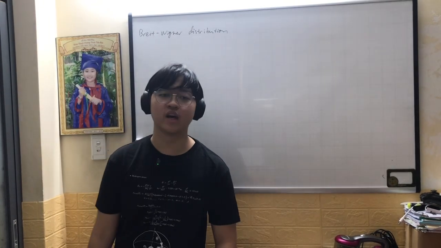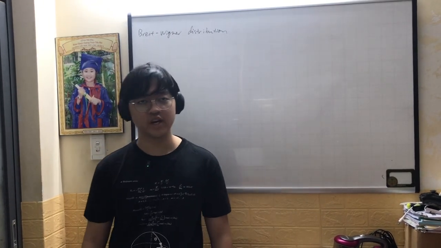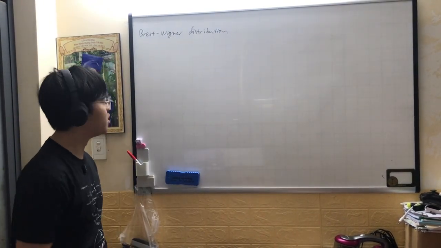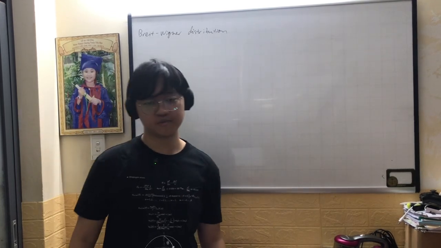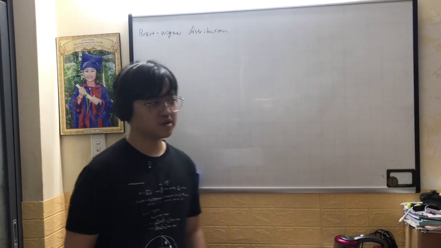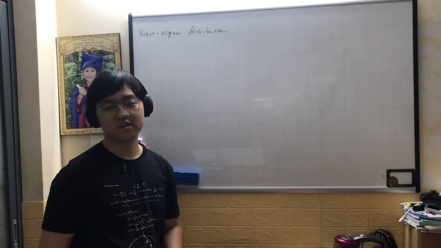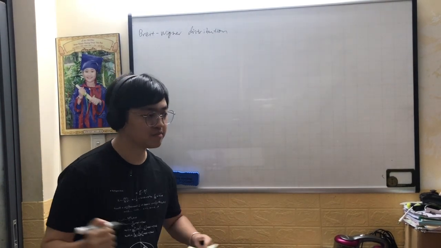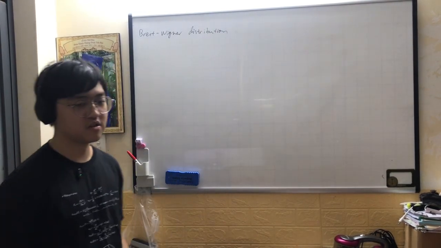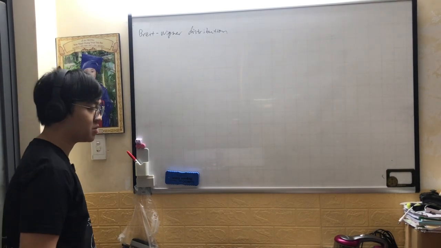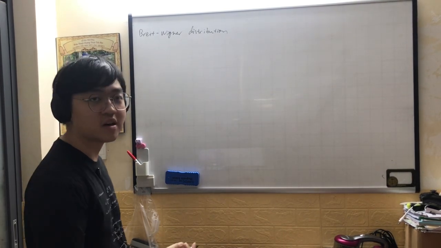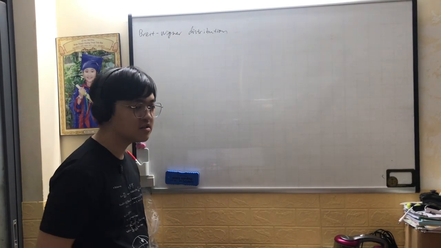Okay, hello and welcome to my channel. Today we're gonna talk about the Breit-Wigner distribution. So this would continue to talk about resonance, scattering, and quasi-bound states and those stuff. So this would be in scattering theory, the easy part of it.